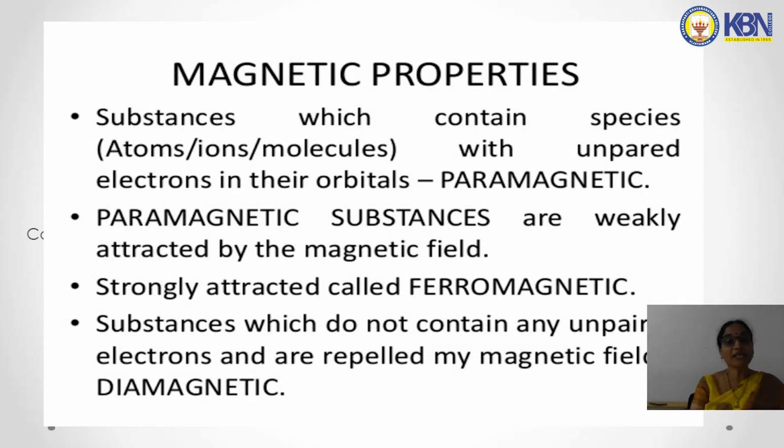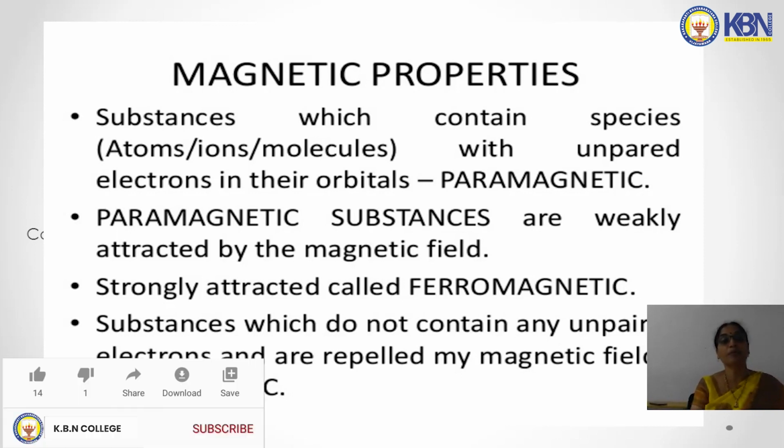So coming to the magnetic property. All the d block elements may exhibit magnetic property, but the main criterion for an element to exhibit magnetic property is that the element should contain an unpaired electron in its d orbital. Then only can that element exhibit magnetic property.